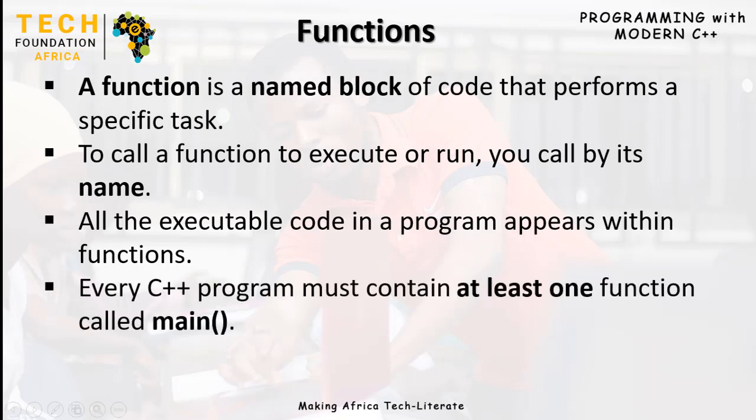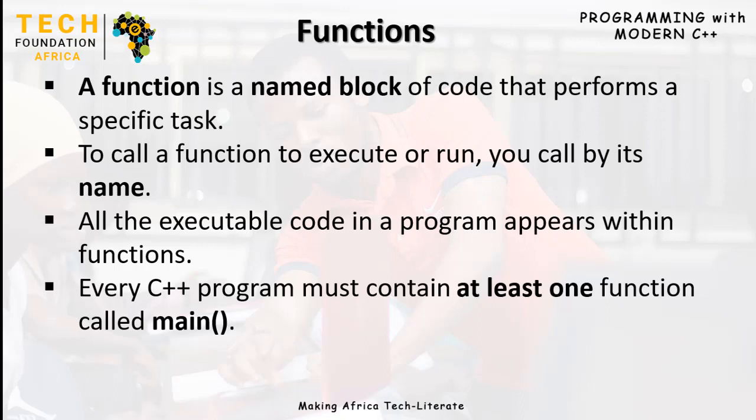Every C++ program must contain at least one function. So this one function that is supposed to be there by default, even if you are not doing any big deal, that function has to be present. We call it the main function. And to represent the main function, I will always put the empty parentheses around it.